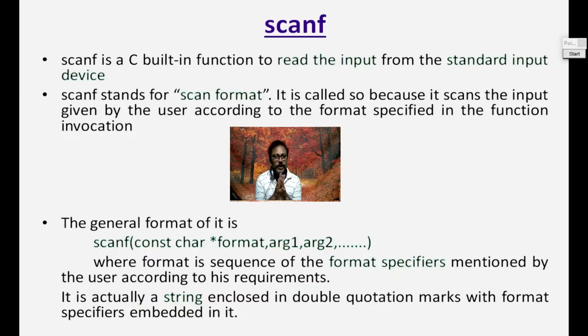The general format is scanf(const char *format, arg1, arg2, ...). So scanf is the name of the function. You have to use it as it is, and parentheses are there. The first argument is const char *format. That means there you will be specifying what are called format specifiers, a list of format specifiers that are to be specified within the double quotes.